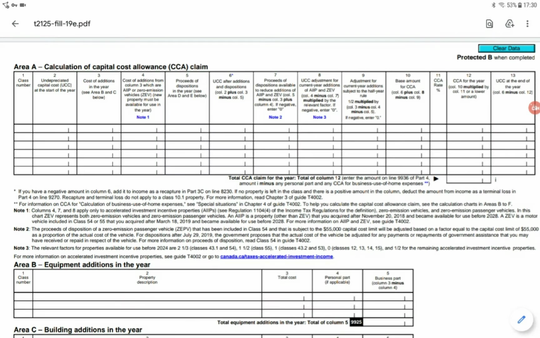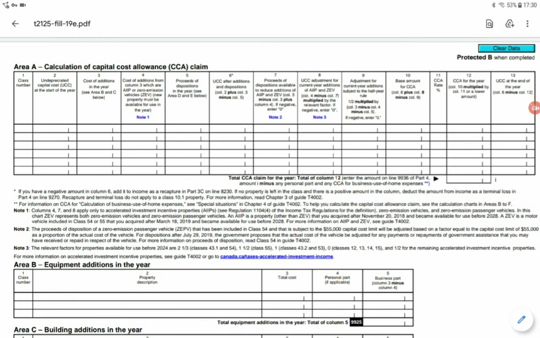The cost of addition is an item that you enter into the table for calculation of the capital cost allowance. Now, again, if it was the first year driving for Uber and you bought the vehicle just in that same year, it would be easy. It would be the price you paid for the vehicle. But because you've been using the vehicle before, how are you going to find it out?